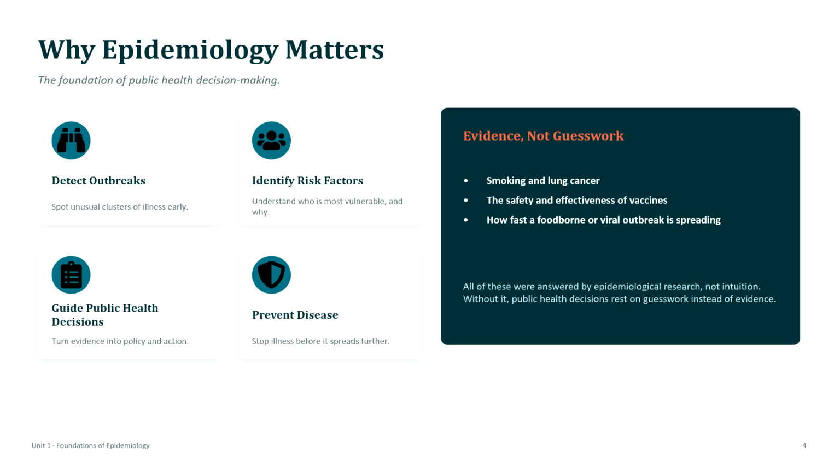Consider two questions almost everyone has heard answered with confidence. How do we know smoking causes lung cancer? And how do we know vaccines work? Both answers came from decades of rigorous epidemiological research, large population studies, careful comparison groups, and statistical analysis. Without epidemiology, public health decisions would be based on guesswork, anecdote, and intuition instead of evidence. That's a genuinely dangerous way to run a health system.